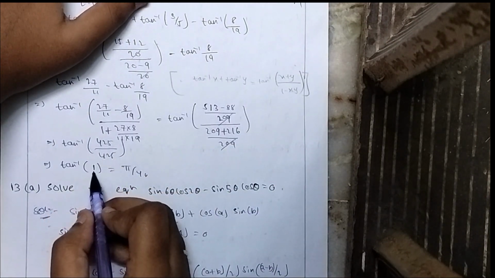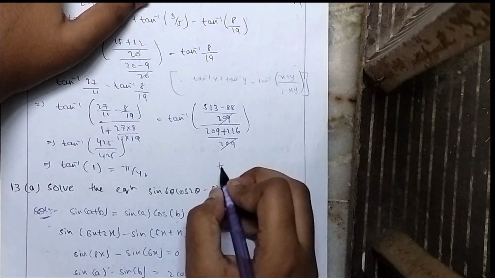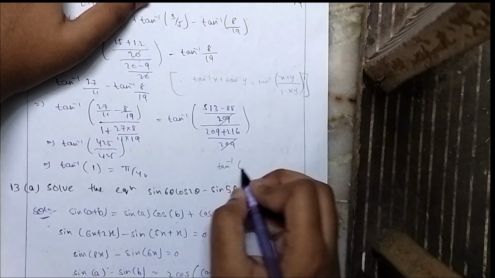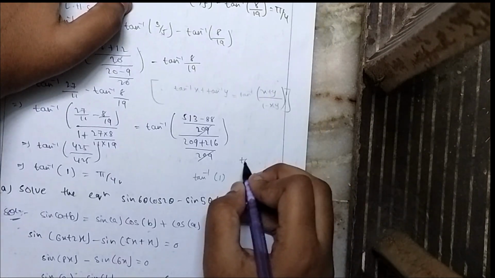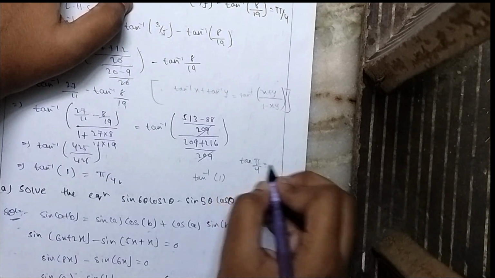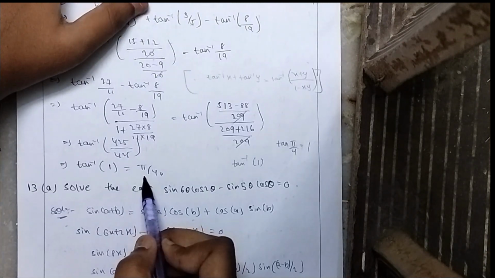Tan inverse of 1. Tan pi by 4 equals 1. That means tan inverse of 1 equals pi by 4.